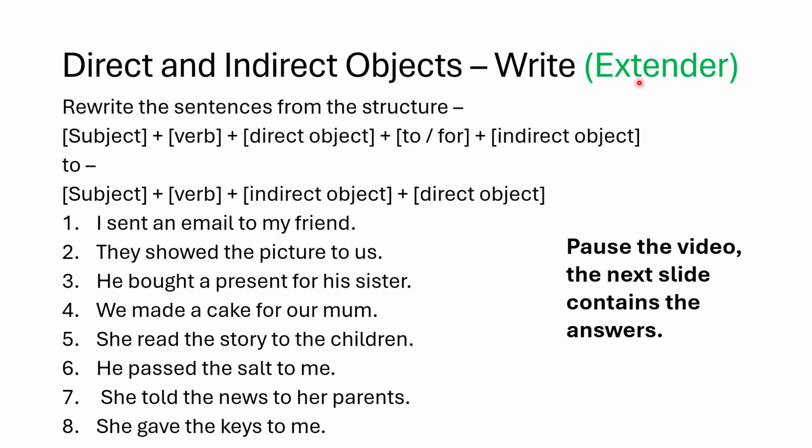Here is an extender for anybody who would like a challenge. Rewrite the sentences from the structure subject plus verb plus direct object plus to or for plus indirect object to subject plus verb plus indirect object plus direct object. 1. I sent an email to my friend. 2. They showed the picture to us. 3. He bought a present for his sister. 4. We made a cake for our mum.